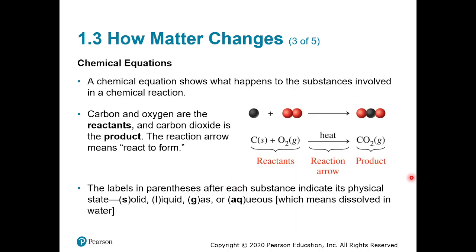How matter changes: the chemical equations. A chemical equation shows what happens to a substance involved in a chemical reaction. It's basically our way of putting an equation to tell us what happens in a chemical reaction or chemical change. So here we have carbon and oxygen. They're going to be our reactants. Reactants are always drawn on the left side. Can everybody see our reactants okay?